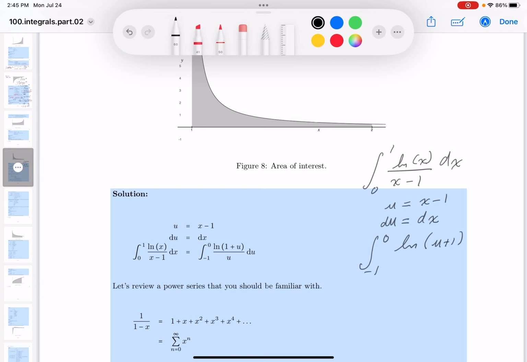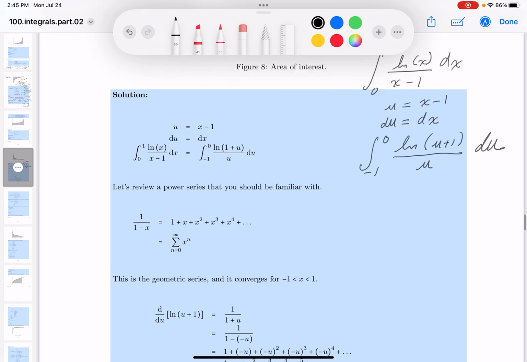Right, really hasn't. What goes on bottom? U. And then what do you get? The dx is the du. Okay. This does not improve the integration one bit. However, I start to realize I recognize that natural log of u plus 1 as being related to the geometric series. Let's talk about that.